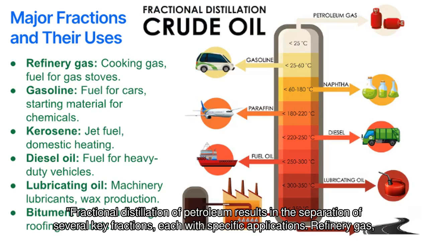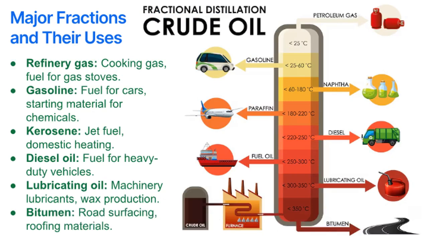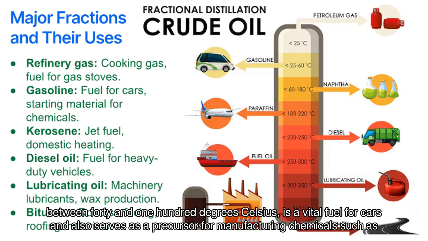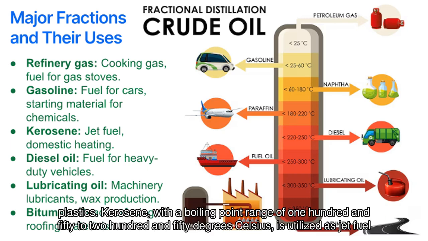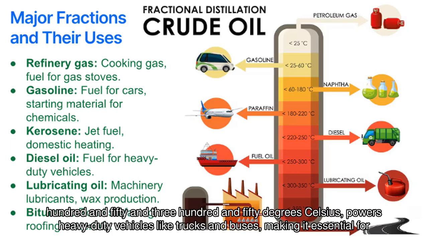Fractional distillation of petroleum results in the separation of several key fractions, each with specific applications. Refinery gas, which has a boiling point below 20 degrees Celsius, is primarily used as cooking gas and fuel for gas stoves. Gasoline, distilling between 40 and 100 degrees Celsius, is a vital fuel for cars and also serves as a precursor for manufacturing chemicals such as plastics. Kerosene, with a boiling point range of 150 to 250 degrees Celsius, is utilized as jet fuel and for domestic heating. In many rural areas, it is still used for lighting in kerosene lamps.